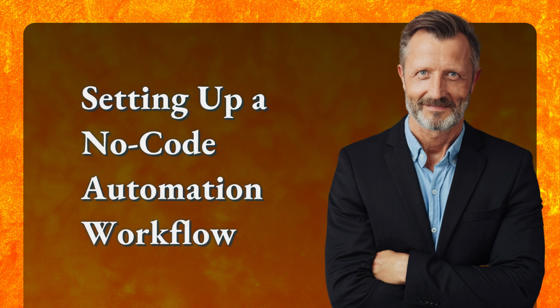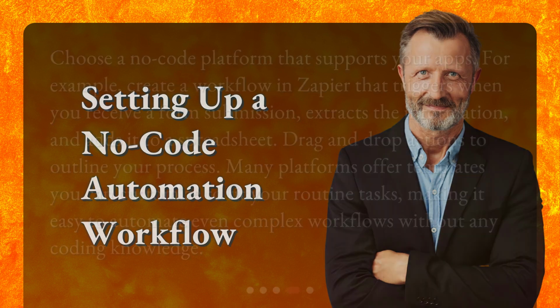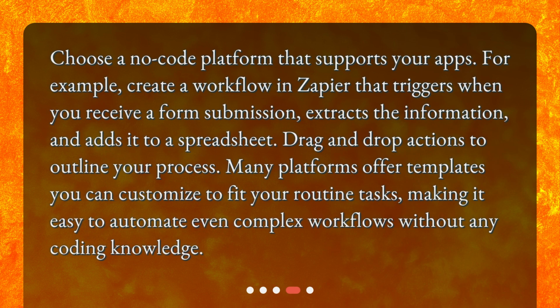Setting up a no-code automation workflow? Choose a no-code platform that supports your apps. For example, create a workflow in Zapier that triggers when you receive a form submission, extracts the information, and adds it to a spreadsheet. Drag and drop actions to outline your process. Many platforms offer templates you can customize to fit your routine tasks, making it easy to automate even complex workflows without any coding knowledge.